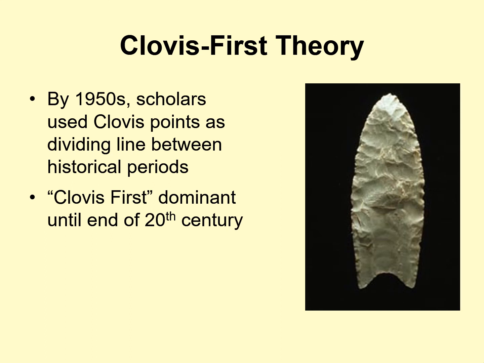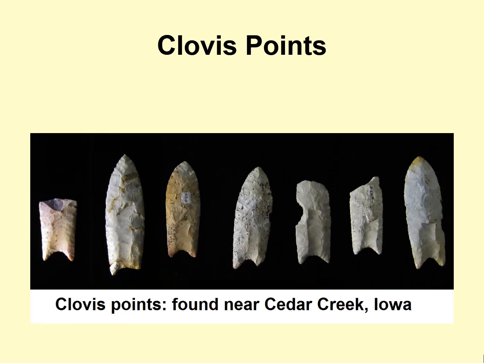By the 1950s, Clovis points began to define the Paleo-Indian era in North America for many scholars. Anthropologists regarded Clovis culture as first and firmly established it as proof of human presence in the Americas. The Clovis-First hypothesis held sway throughout much of the 20th century. Pictured here are some Clovis points discovered at an archaeological site in Iowa.